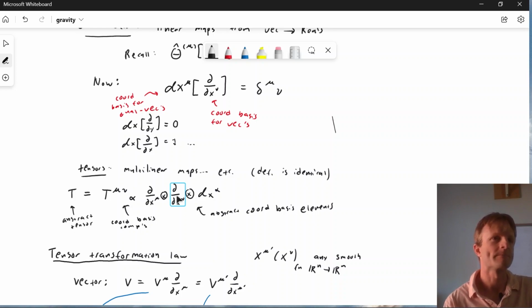You didn't have any partial derivatives. No, because it had two downstairs indices. The partial derivatives are the coordinate basis elements for vectors, which have upstairs indices. S mu nu, the example, had only downstairs indices, so you use the dx's, which are the coordinate basis elements for one forms, aka downstairs indices.